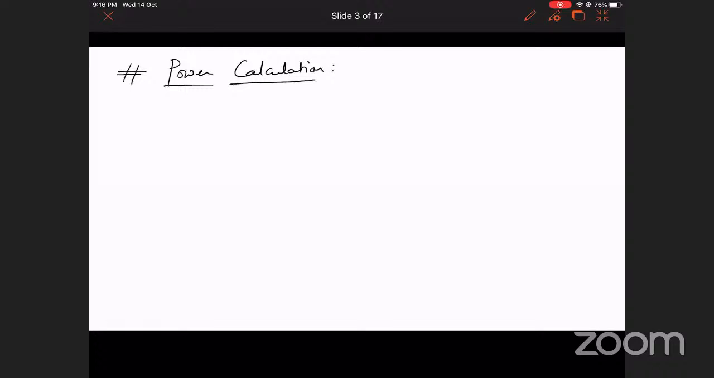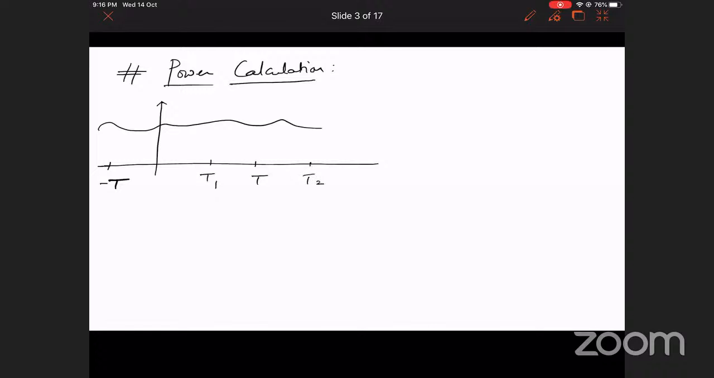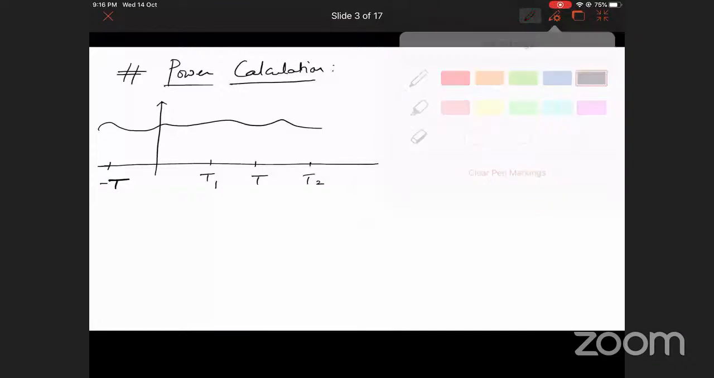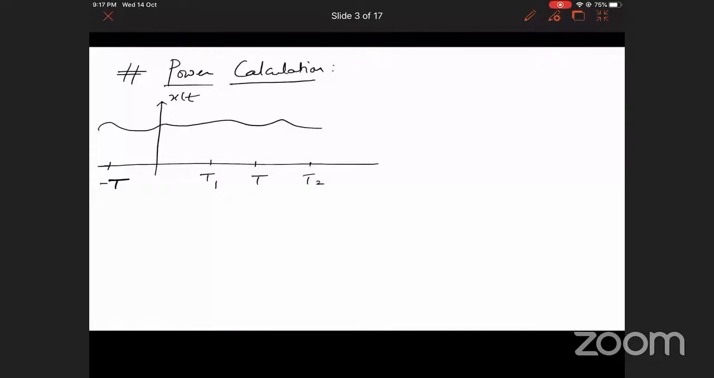So for this power calculation, again, I'm just taking the same signal. If you remember, I took it from minus T to T, and then I took T1 here and T2 here. Fine. So similarly, I'll go. Let me just write it properly. This is x of t signal with respect to time. Now I have to do power calculation, not energy calculation, for given x of t. So I have many options.